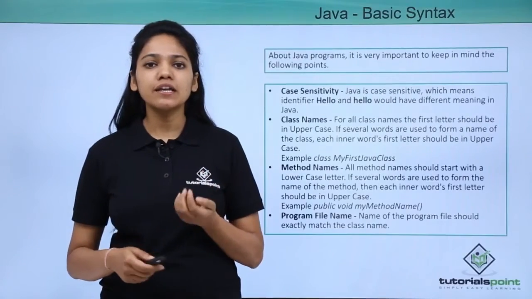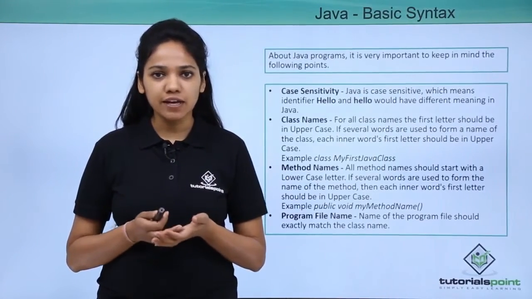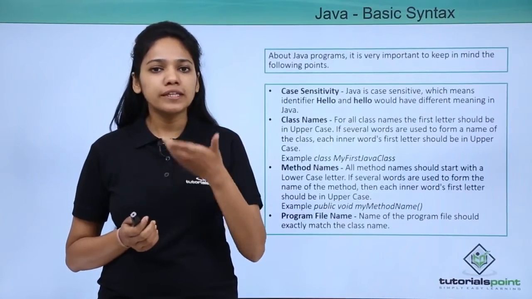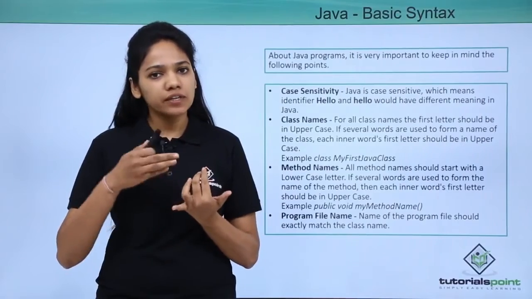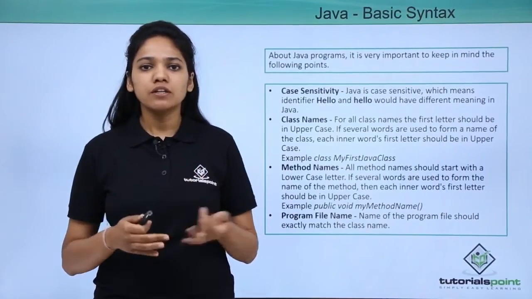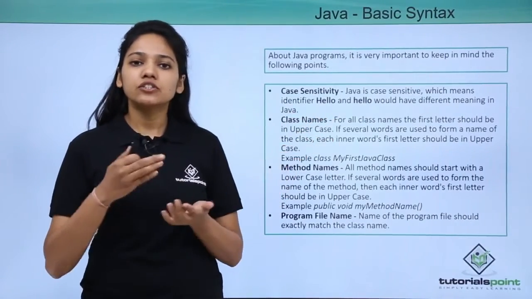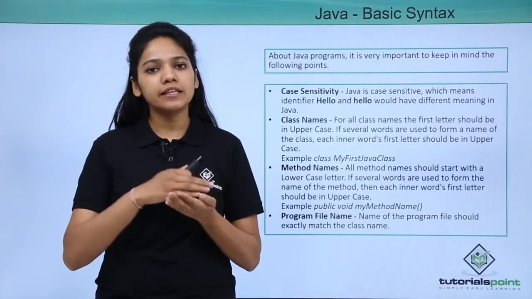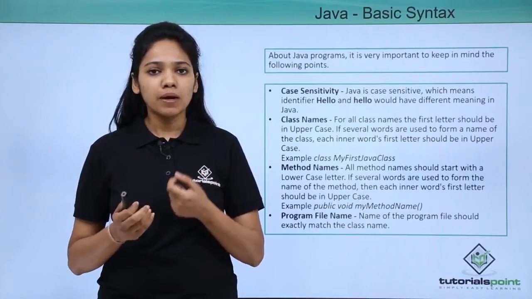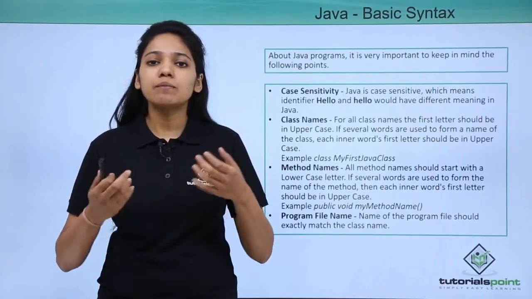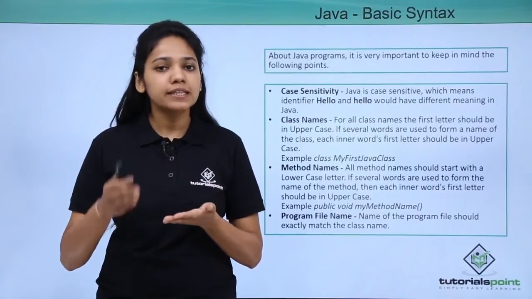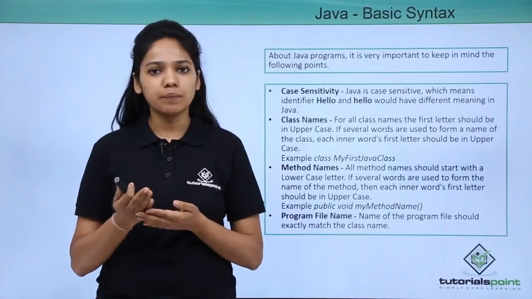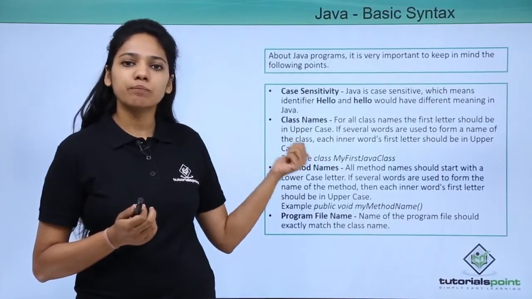So here we see that Java is a case sensitive language. When you say case sensitive, it means whether the name that you have given is in uppercase or lowercase. The first property says that a Java class name should begin with an uppercase letter and then be followed by lowercase. But if the class name comprises several words, then the first letter of each inner word should be uppercase. The next one is method name.